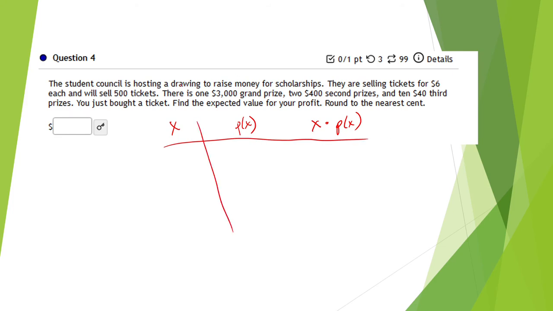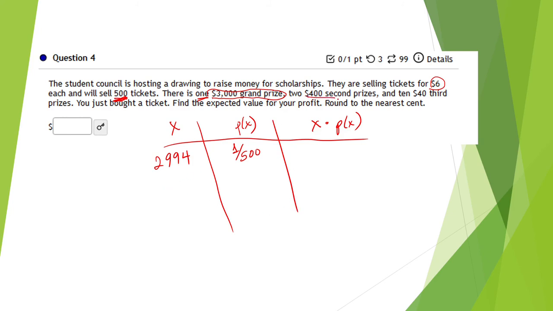So we have a couple possibilities. We could win the grand prize, which is $3,000. But remember, we're paying $6 to play the game. So if I win the grand prize of $3,000, I'm actually profiting $2,994. $3,000 minus the $6 I paid. Now, what's the chance of getting the grand prize? There are 500 tickets and there's only one winner. So it's 1 out of 500 chance that we will get that ticket.